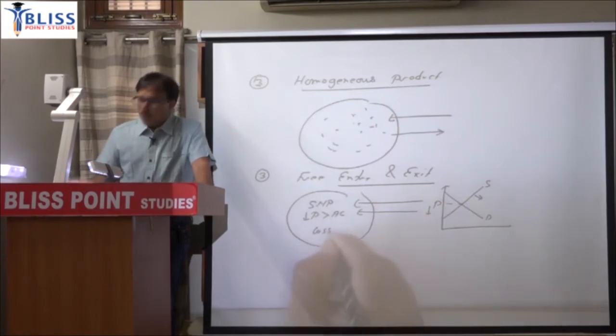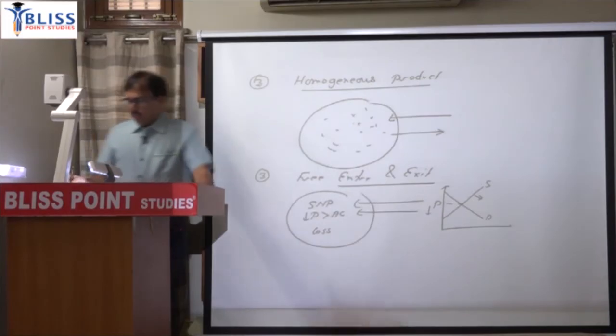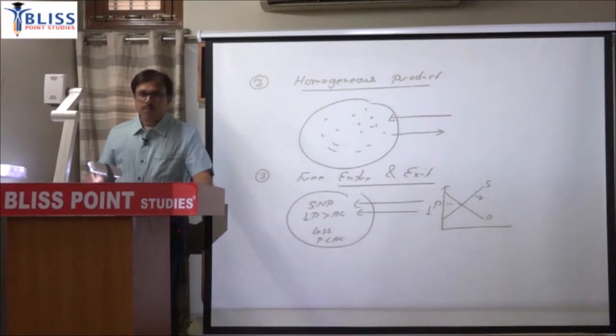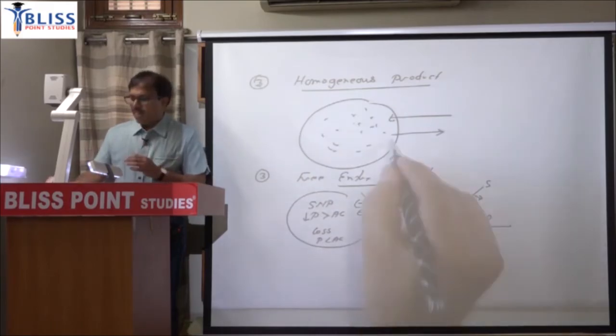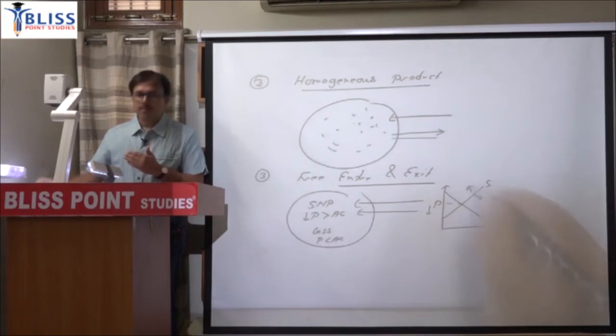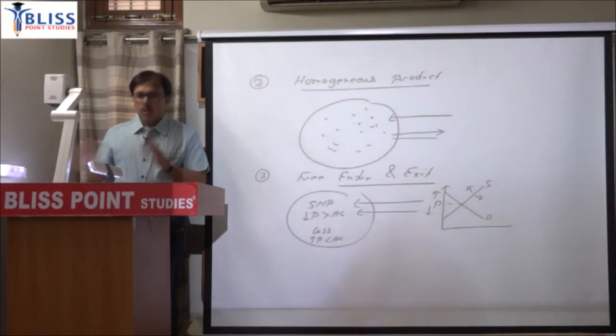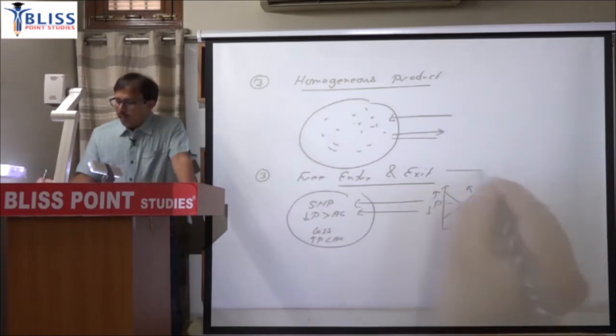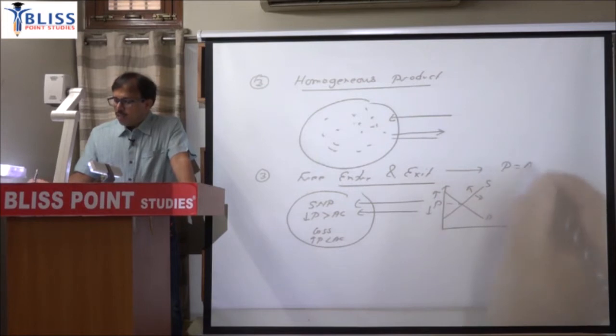And in the case of loss, what will happen? In the case of loss, price is less than AC. So if there is loss, firms will exit from the market. As firms exit, the supply curve will shift to the left and price will start rising. So entry and exit basically ensure that in the long run price is always just equal to average cost.